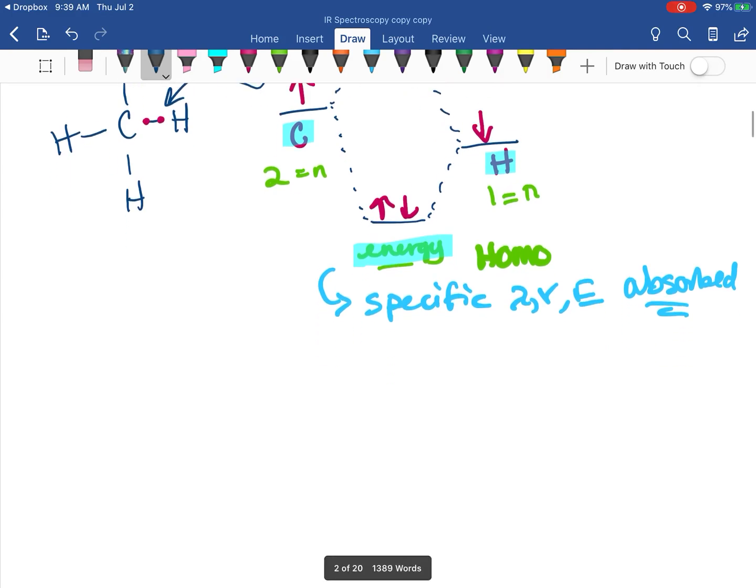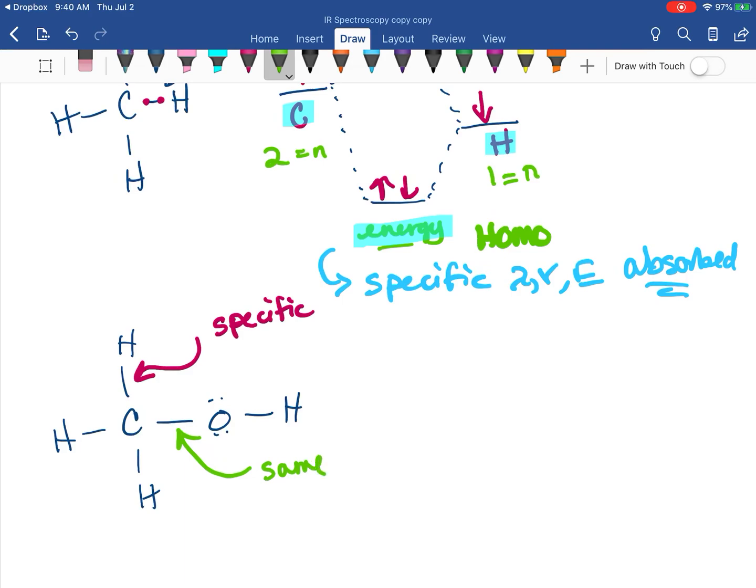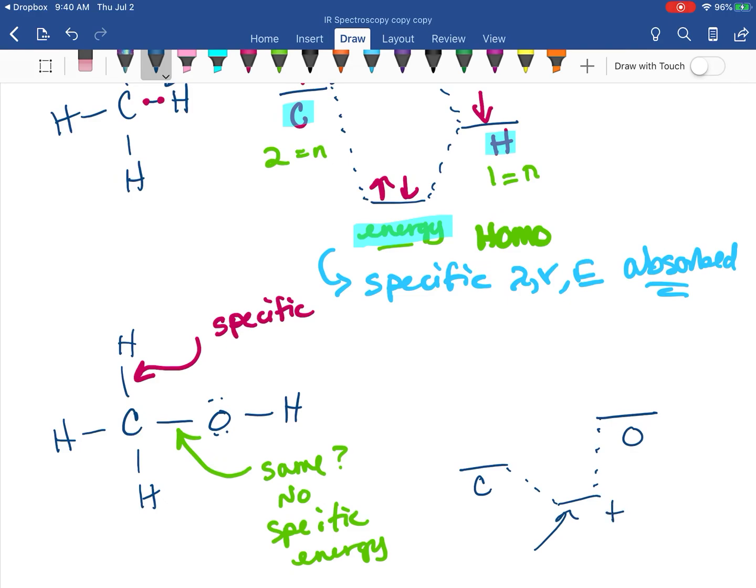Okay, now this seems crazy at first, but hang on a second, watch this, and then it's going to make sense why we care. All right, so let's take our methane and convert it to methanol. Now let's look at this bond. It would have that specific energy, but would this bond have the same energy? No, it's going to have its own specific energy. Why? Because now that energy is coming from a carbon and an oxygen. And so now when you bond, this energy is going to be totally different than our carbon-hydrogen energy.